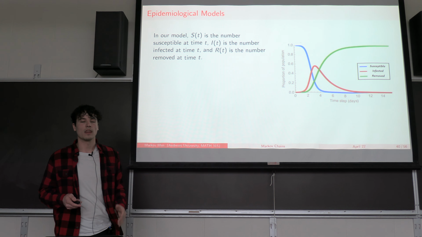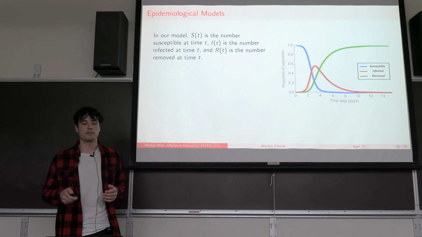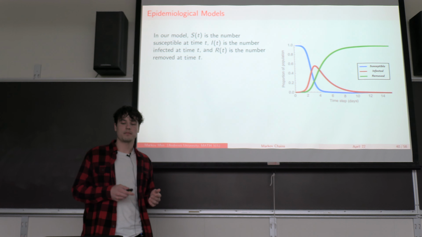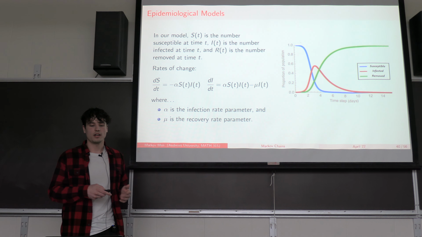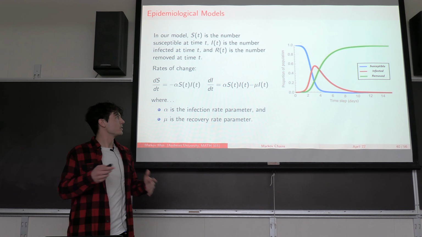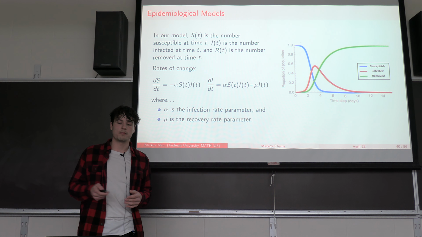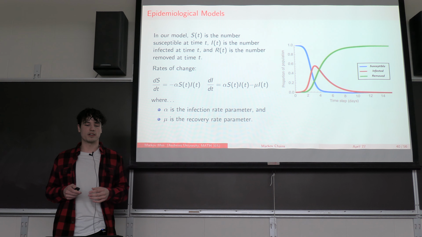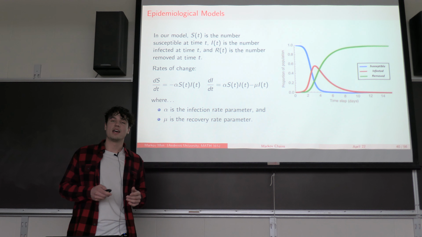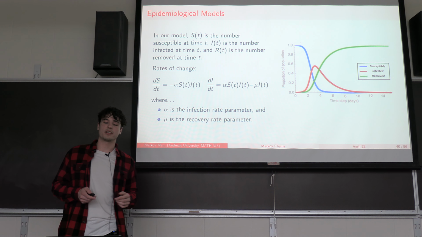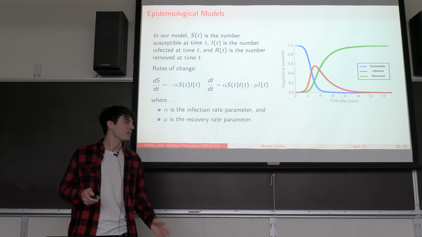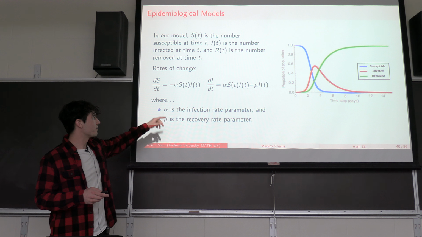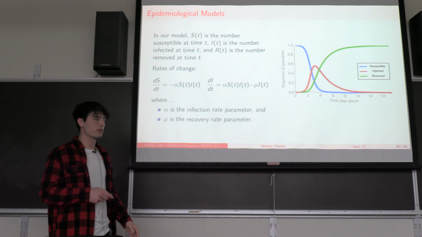So in these SIR models, we model them with the following, where S of t is the percent of susceptible at time t, I of t is the infected at time t, and R of t is the percent removed at time t. So given these following differential equations, we can always figure out the change in the percent at any time t. dS/dt will equal negative alpha times S of t times I of t, and dI/dt will equal alpha times S of t times I of t minus mu times I of t. In both of these equations, alpha is just an infection rate parameter, and mu is just a recovery rate parameter.